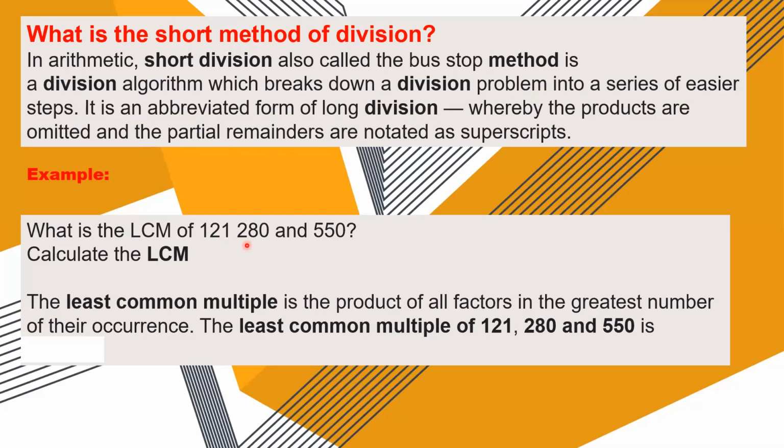Example: what is the LCM of 121, 280, and 550? You are going to calculate the LCM. The least common multiple, or LCM, is the product of all factors in the greatest number of their occurrence. Can you do 121, 280, and 550? Anyone who can do it?